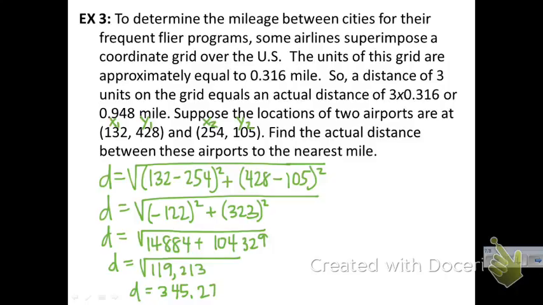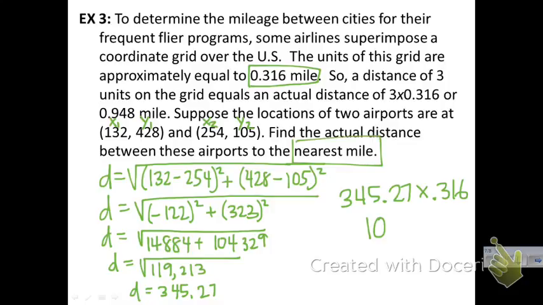Okay, now we're not finished because this represents the distance between the 2 points, but the units on the grid are approximately this value here. So we're going to take that number, 345.27, and multiply it by the 0.316. And that will give us about, it does say to the nearest mile, so we're going to say 109 miles.